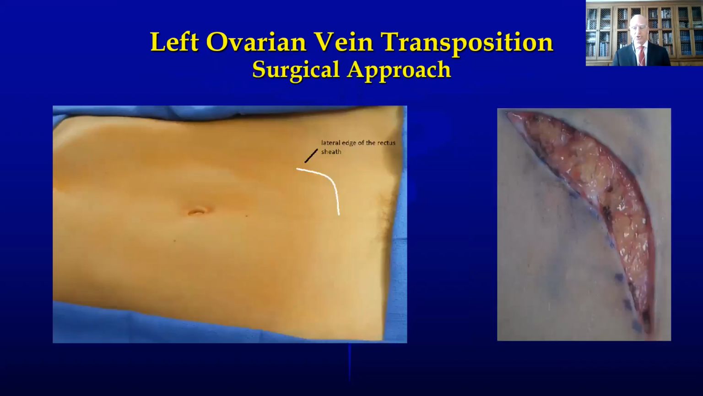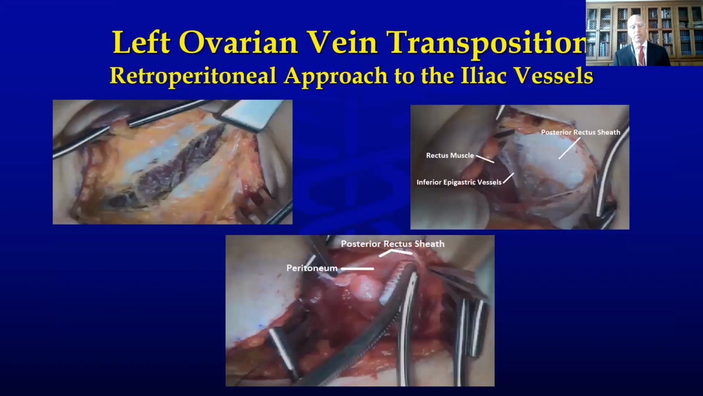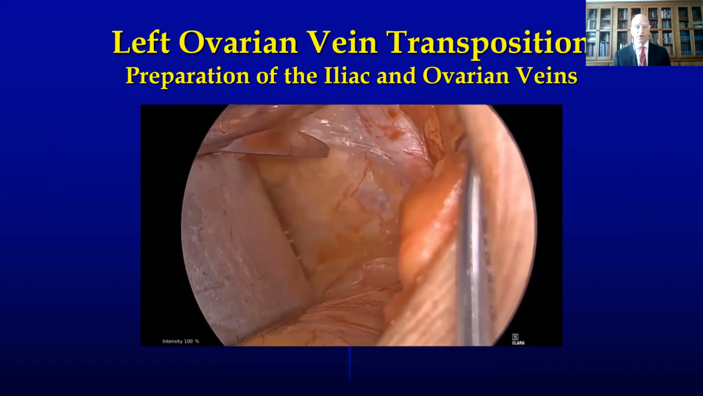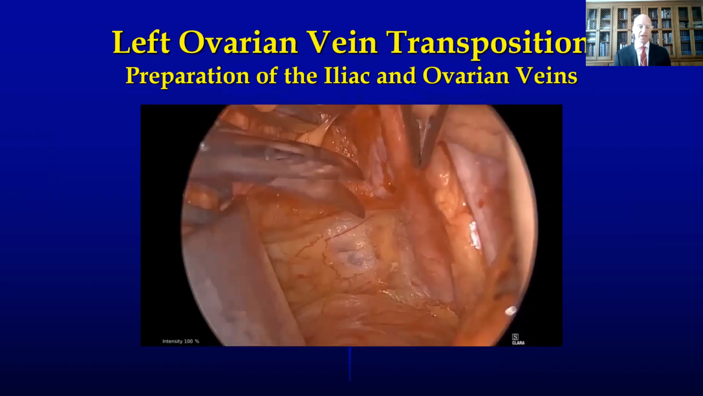The simple procedure is performed through a curvilinear incision in the left lower quadrant of the abdomen. A standard retroperitoneal approach is taken by opening the anterior sheath, retracting the rectus muscle and its blood supply medially, and then dividing the posterior sheath to expose the anterior surface of the peritoneum. The peritoneal sac itself, with the attached ureter and ovarian vein, is retracted medially.